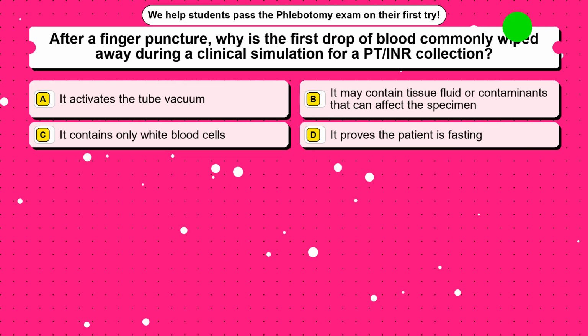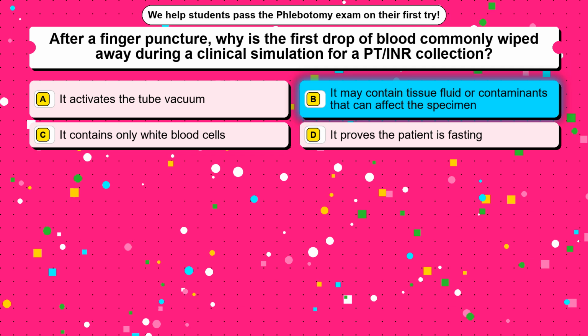Question 52. After a finger puncture, why is the first drop of blood commonly wiped away during a clinical simulation for a patient/INR collection? Option A. It activates the tube vacuum. Option B. It may contain tissue fluid or contaminants that can affect the specimen. Option C. It contains only white blood cells. Option D. It proves the patient is fasting.